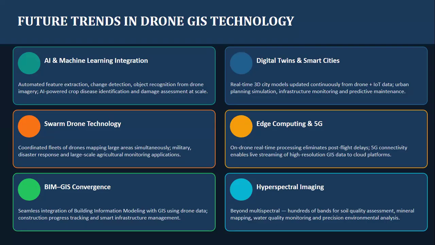Swarm drone technologies allow multiple drones to work collaboratively over large areas. Edge computing and 5G networks facilitate real-time processing and data transmission. Convergence of building information modeling and GIS will further enhance construction and infrastructure management, while hyperspectral imaging will unlock advanced environmental and agricultural insights.